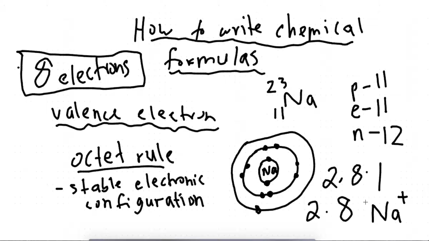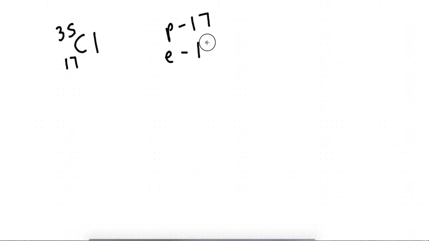Let's look at another one. Quick note, the more electrons you lose, the more positive you become. The more electrons you gain, the more negative you become. So let's look at chlorine. Chlorine has a proton number of 17 and a nucleon number of 35. So protons are 17, electrons are 17, neutrons are 35 minus 17, which is 18.